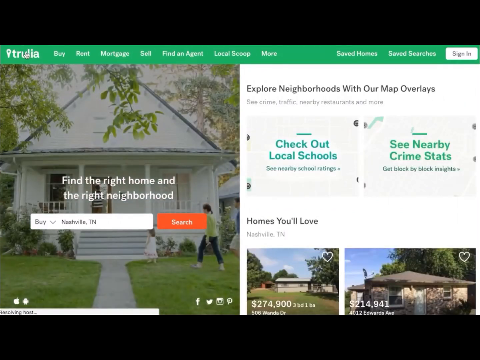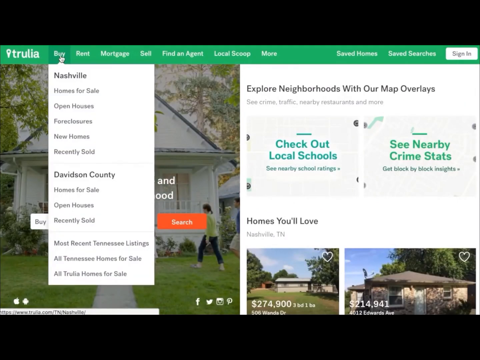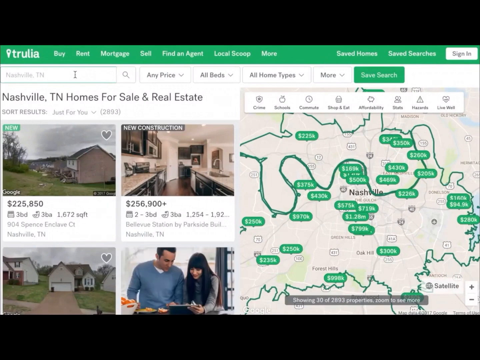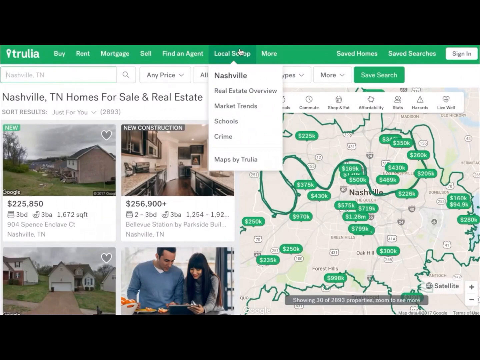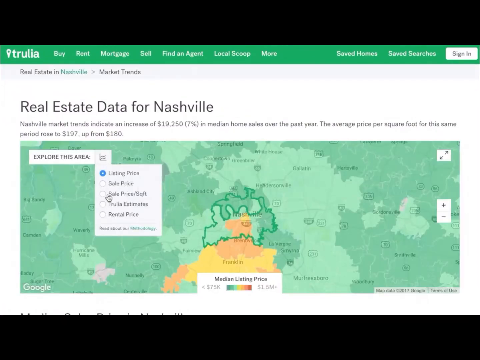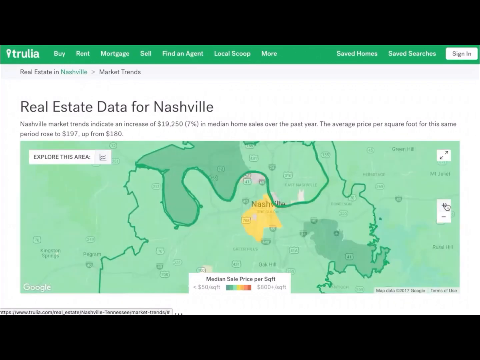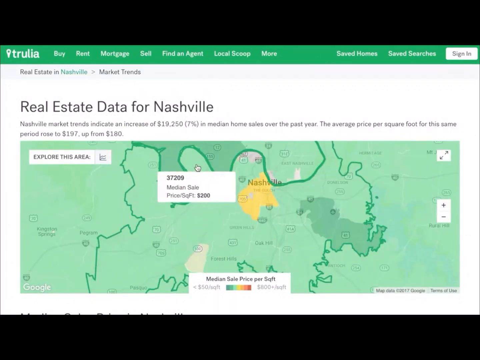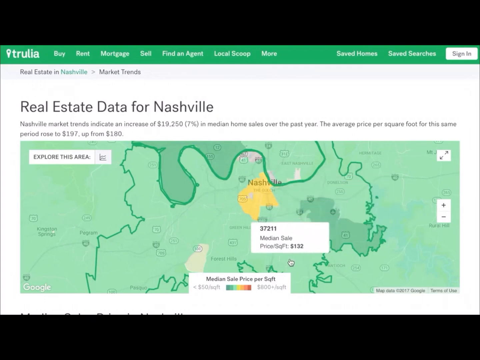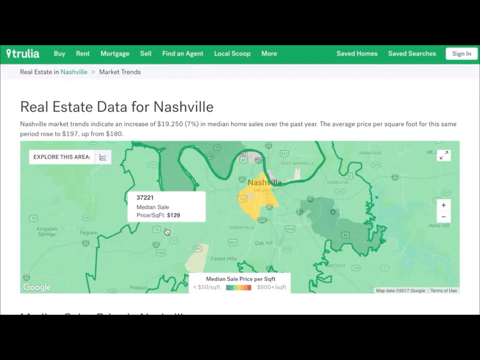So when you first go to Trulia.com, click on this buy, click Nashville, Tennessee, which it already did because I was just in here, but type in whatever market you're looking at. Then go to local scoop, go down to market trends. Now here in market trends, we're going to click sale price by square foot, sale price per square foot. And then we just zoom into our market a little bit. There we go. So anywhere I move my mouse, it's going to change around the different zip codes all within that Nashville market. So see how the number there, 37205, see how it changes.